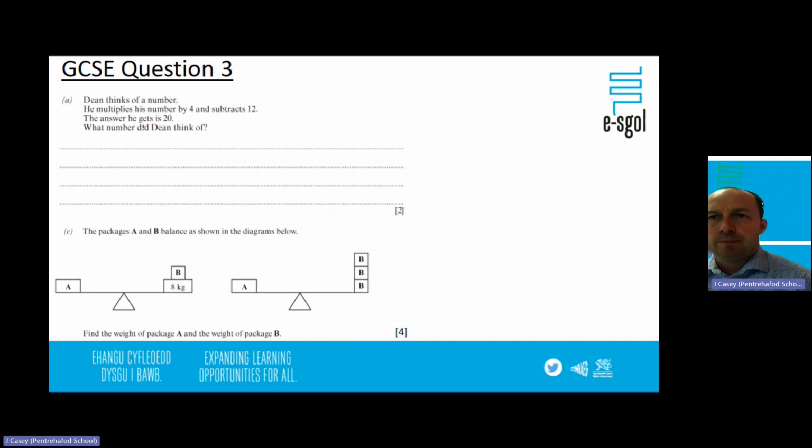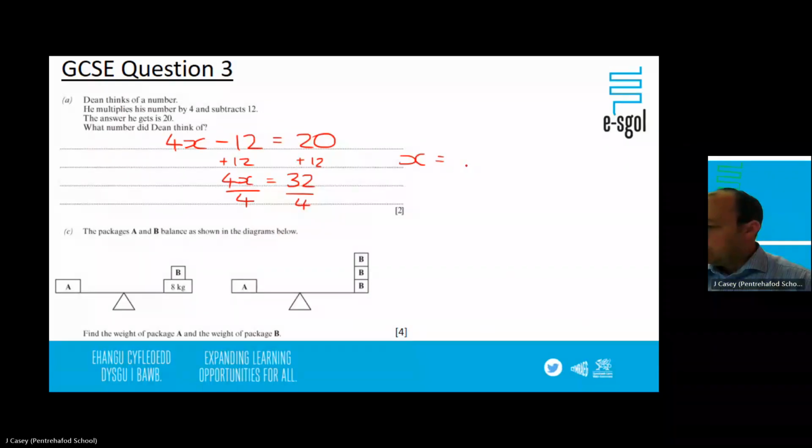So he thinks of a number, multiplies it by 4. I think we'll use x as the number. So 4 times x. x is the number that's in Dean's brain. But then he takes away 12, and the answer he gets is 20. So we're forming the equation, and then we're going to solve this equation. So if we add on 12 both sides, I end up with 4x equals 32. And then we're going to divide by 4 both sides. So 32 divided by 4 is going to be 8.